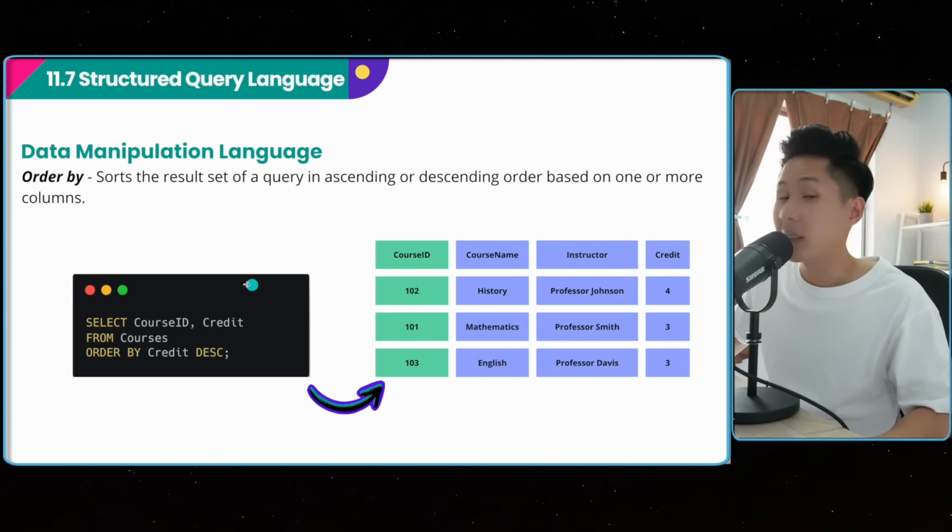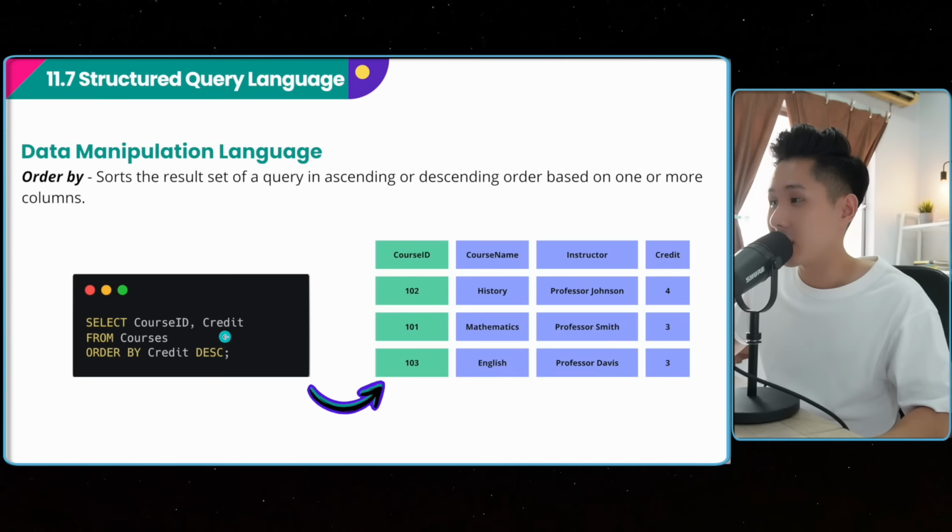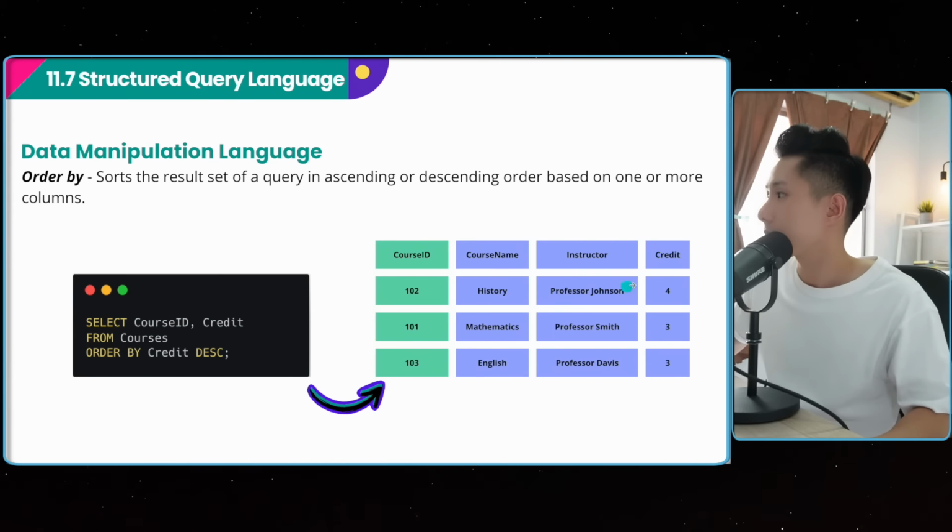And if you want it to be sorted in descending order, you can just put another keyword, DESC, and this is what the user will see. Again, that should be course name and instructor because I didn't select it.